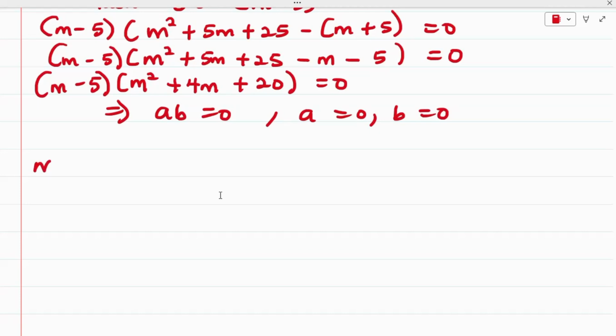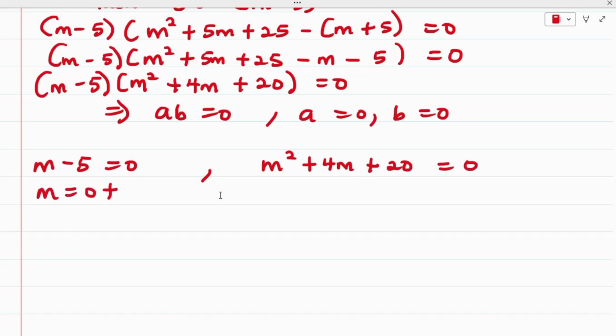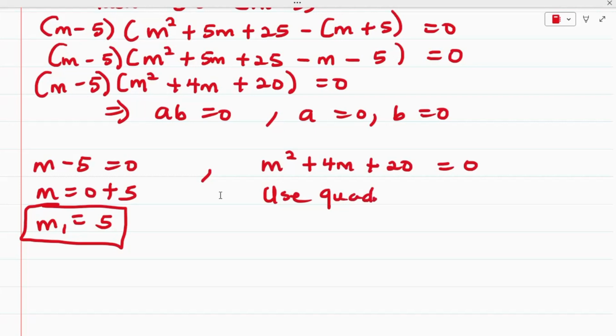So from here we have m minus 5 is equals to 0, and m squared plus 4m plus 20 is equals to 0. So m is equals to 0 plus 5, and m is equals to 5. So m1 is equals to 5. For the other factor, we want to solve using the quadratic formula.